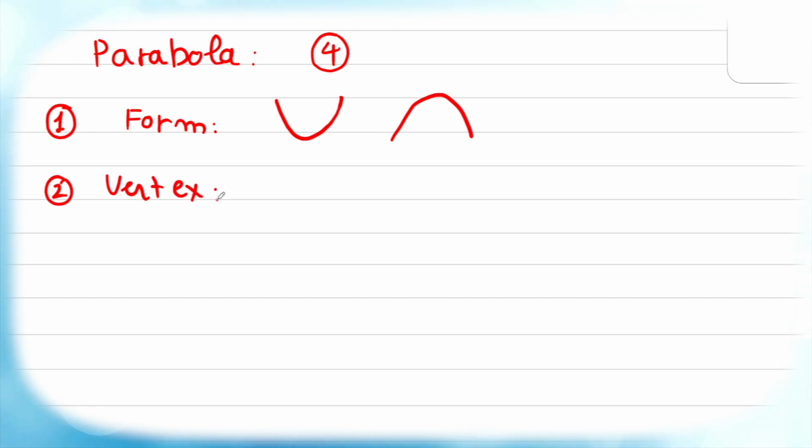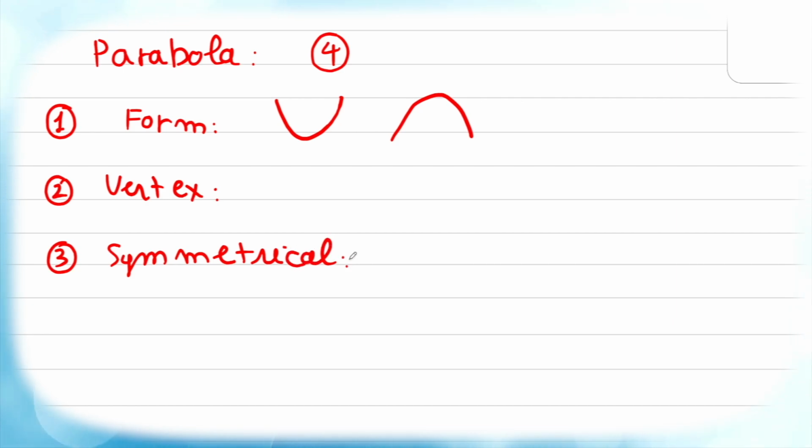About the parabola, I need to revise 4 main things. The first thing we need to determine is the form of the parabola. The form may be a smile or maybe a sad face like this one. The second one we need to care about is the vertex. The next one we need to care about is the symmetrical line.